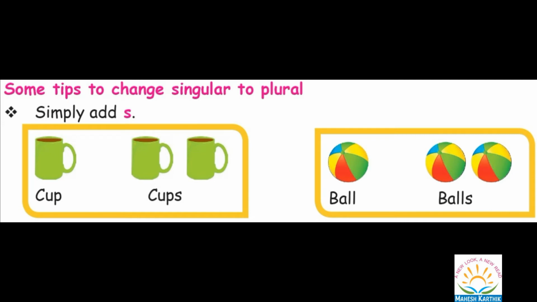Ball. To convert this singular form of naming word into plural form, we can add just s with the naming word. So it is balls.